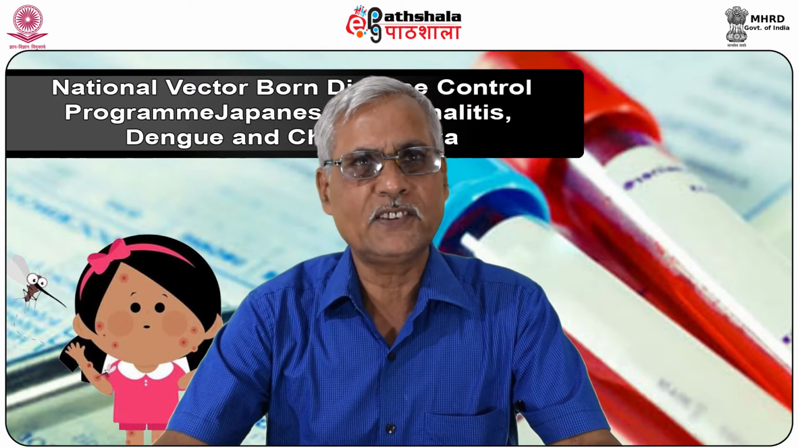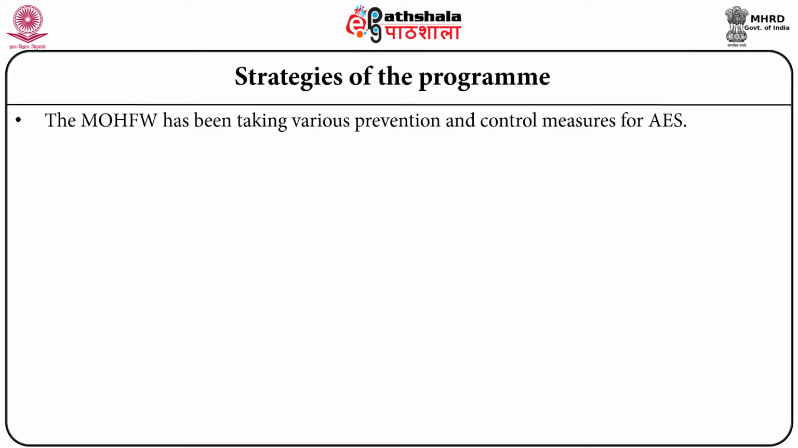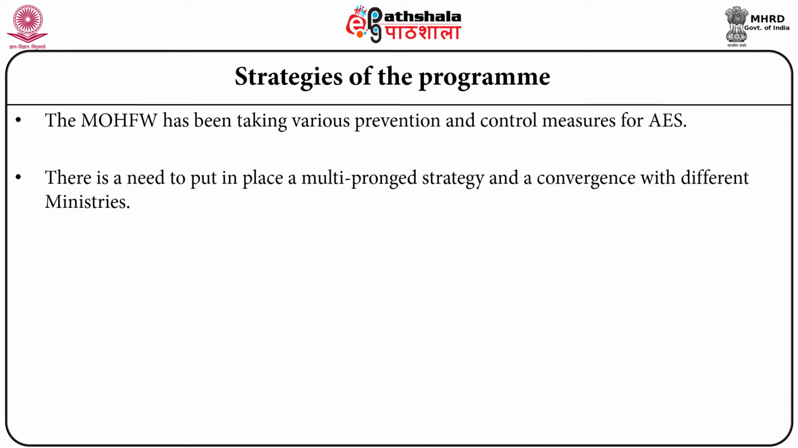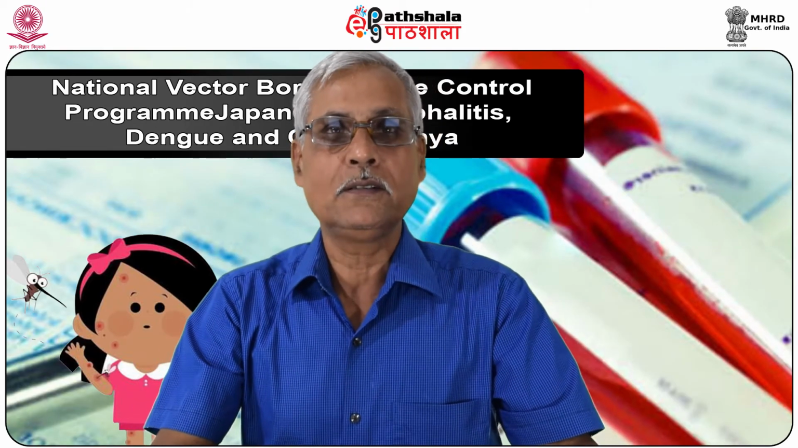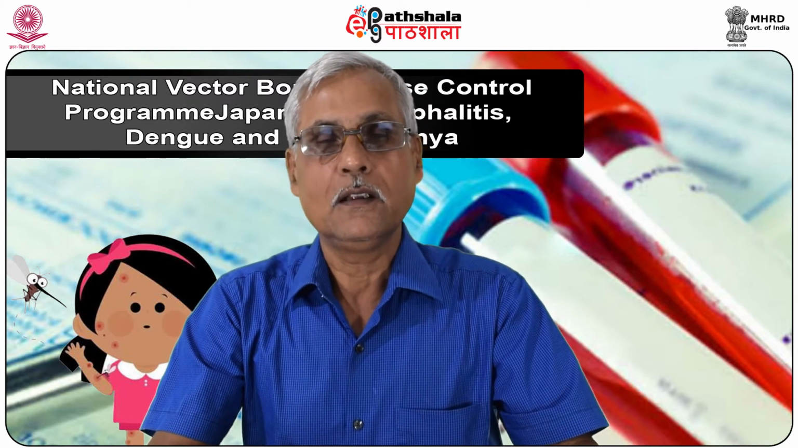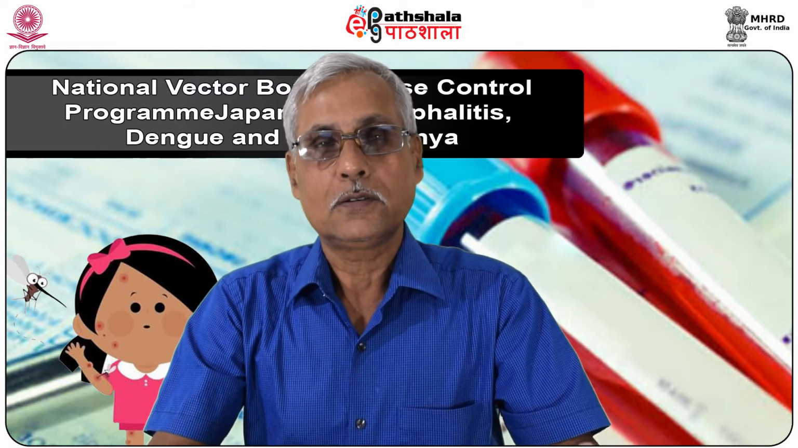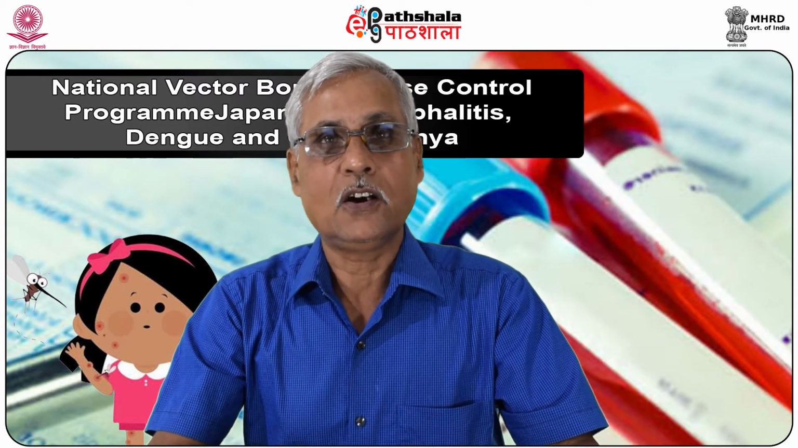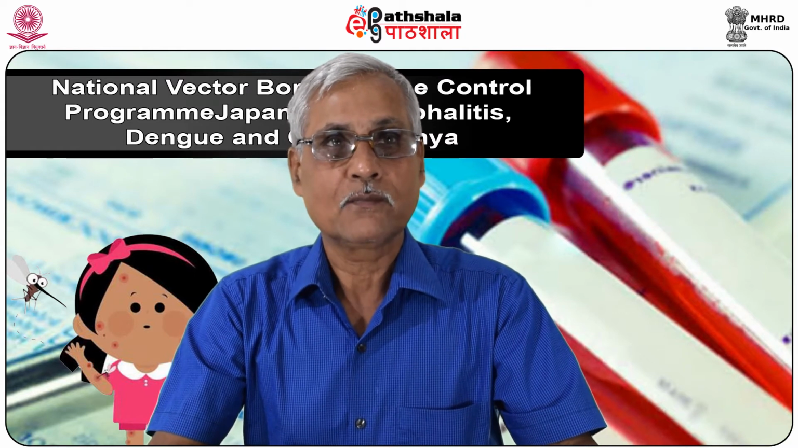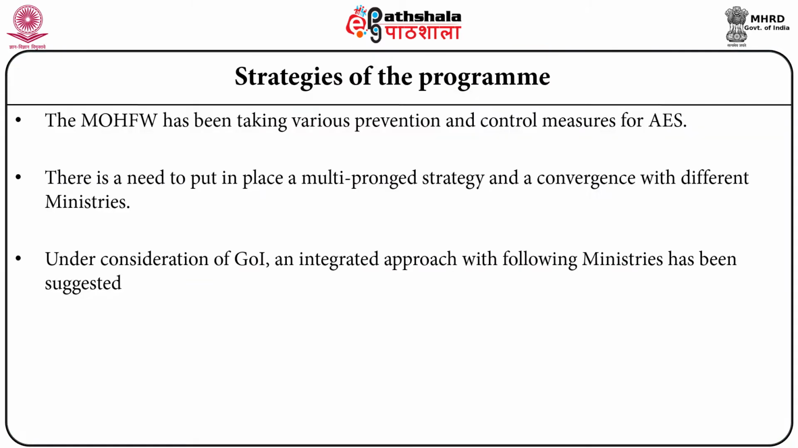The Ministry of Health and Family Welfare has taken various prevention and control measures for AES. There is a need to put in place a multi-pronged strategy and convergence with different ministries. That is, all ministries must join hands for proper rural development, safe water supply and sanitation, and also a mechanism for strong IEC efforts. Under consideration of the Government of India, an integrated approach with a number of ministries has been suggested.